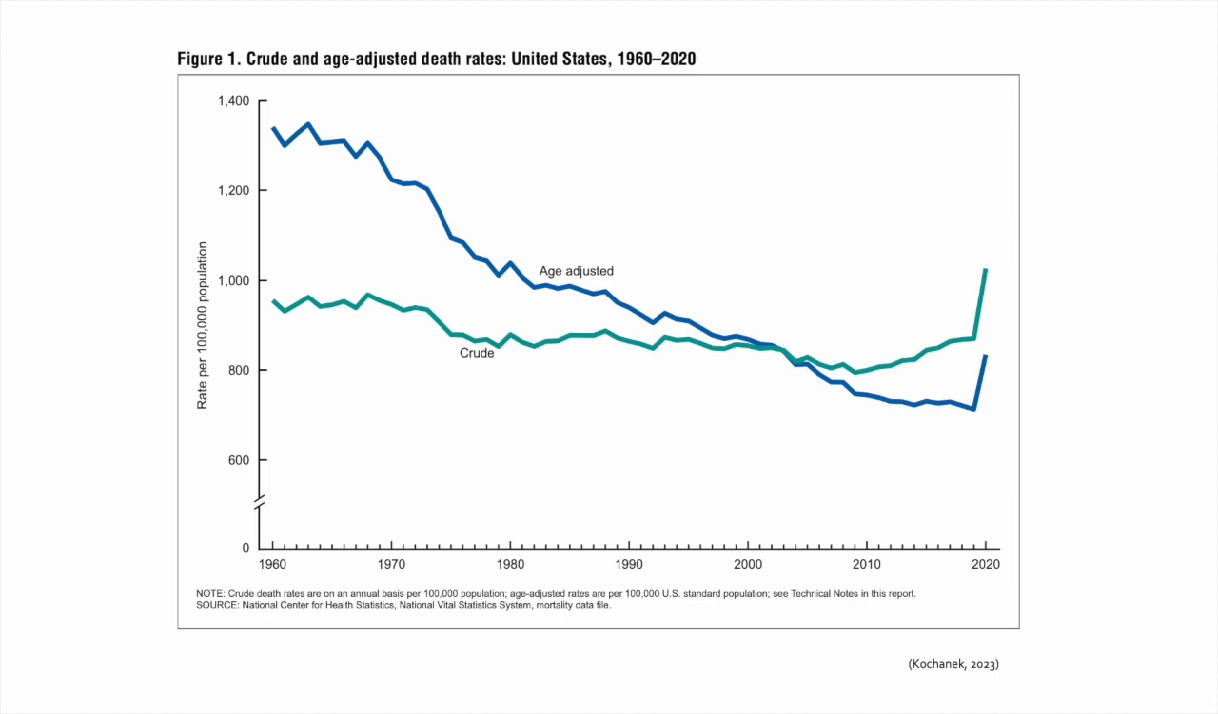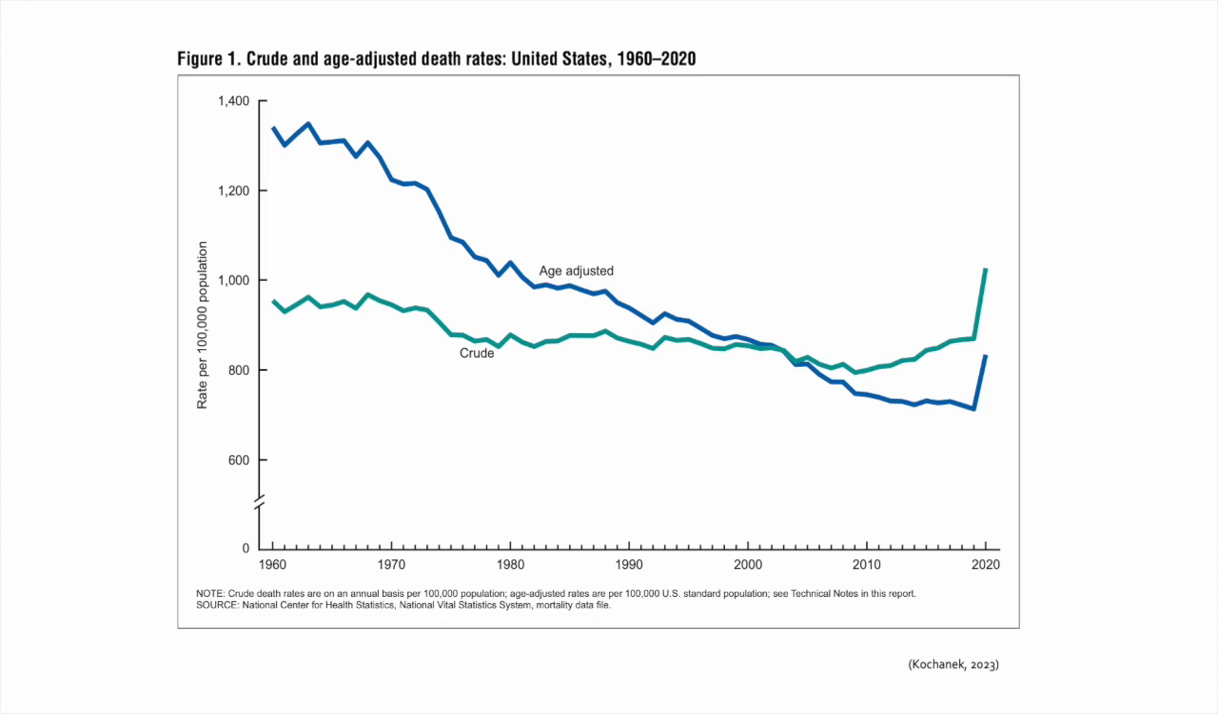And then at the beginning of the pandemic, you can see there was a sudden dramatic increase in both crude and age-adjusted death rates. The age composition of a population can greatly influence the crude death rate. Most deaths tend to occur in people over age 70, so a population that is aging will naturally see an increase in the crude death rate.